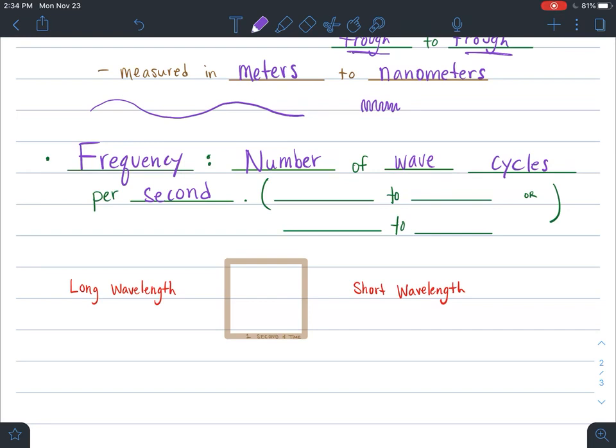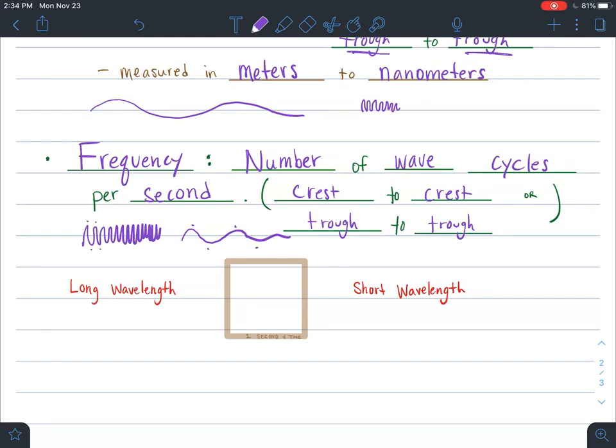So think about a high frequency noise. It's like a high pitch. So it's got a lot of waves in a second, whereas a low pitch is less waves per second. So again, it's from crest to crest to crest, or from trough to trough to trough.